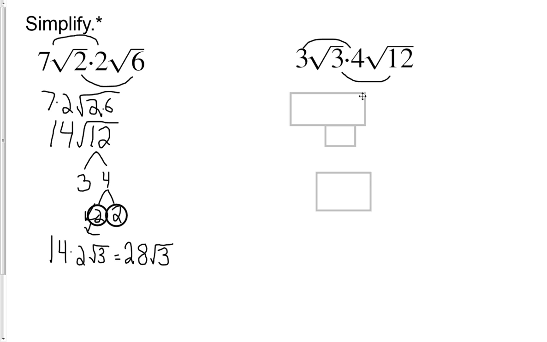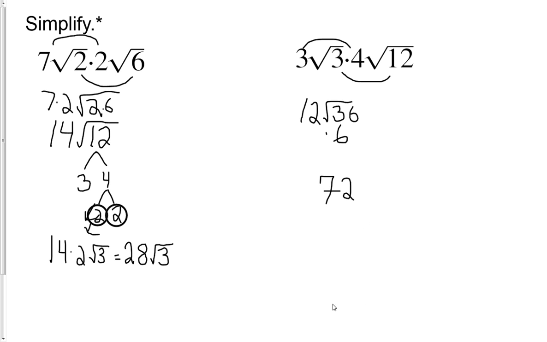Next, 3 root 3 times 4 root 12. 3 times 4 is 12. 3 times 12 is 36. Square root of 36 is 6. 6 times 12 is 72 again.